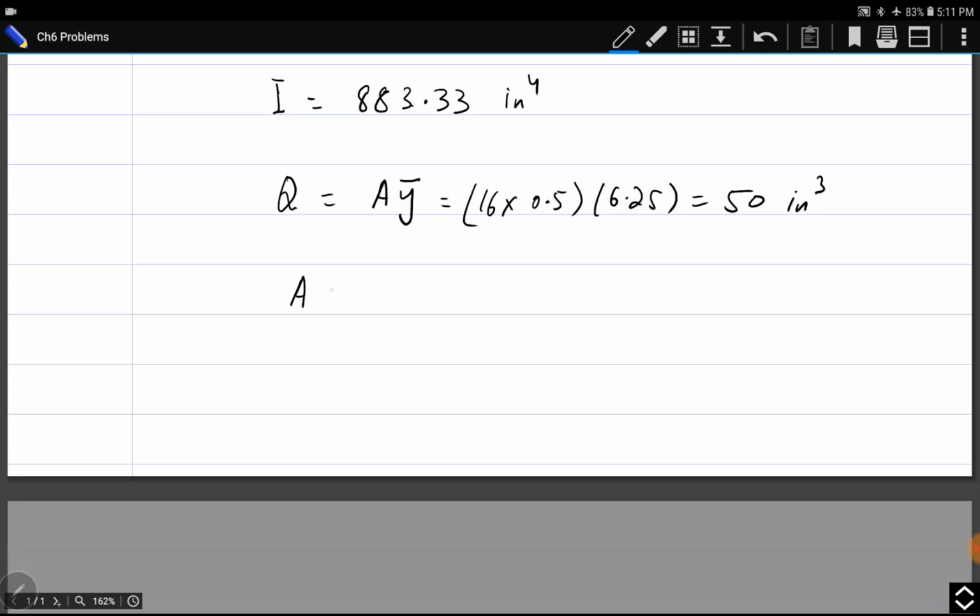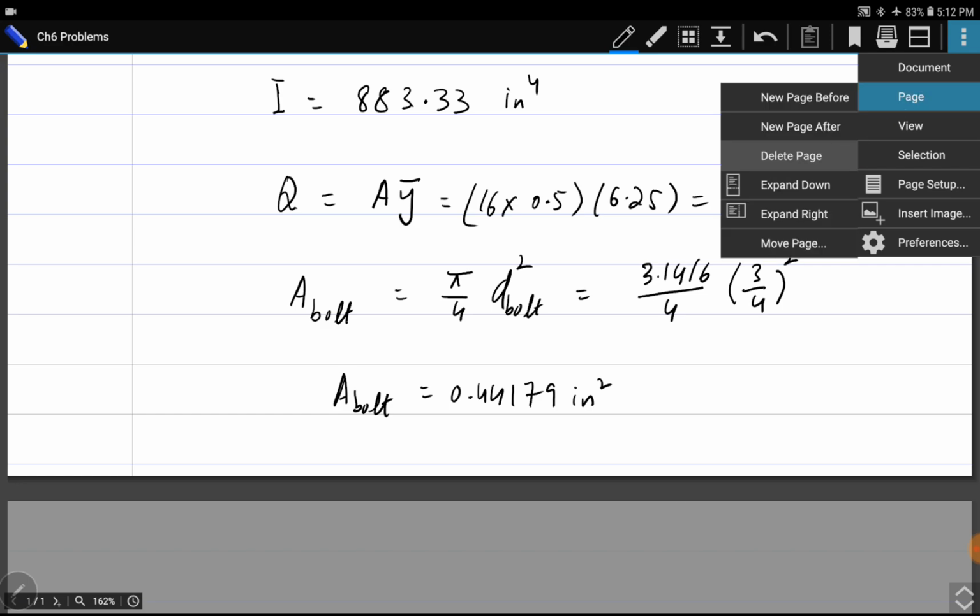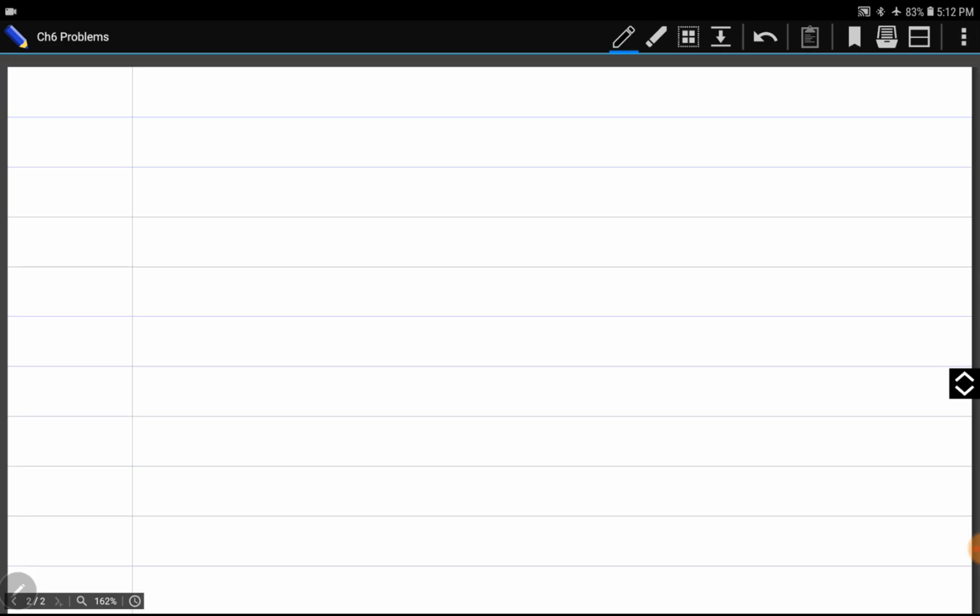Area of the bolt is equal to pi by 4 into diameter of the bolt square. 3.1416 divided by 4. Diameter of the bolt is 3 by 4. It is given to us in the problem statement. So area of the bolt becomes 0.44179 inch square. Okay, everything is known to us.